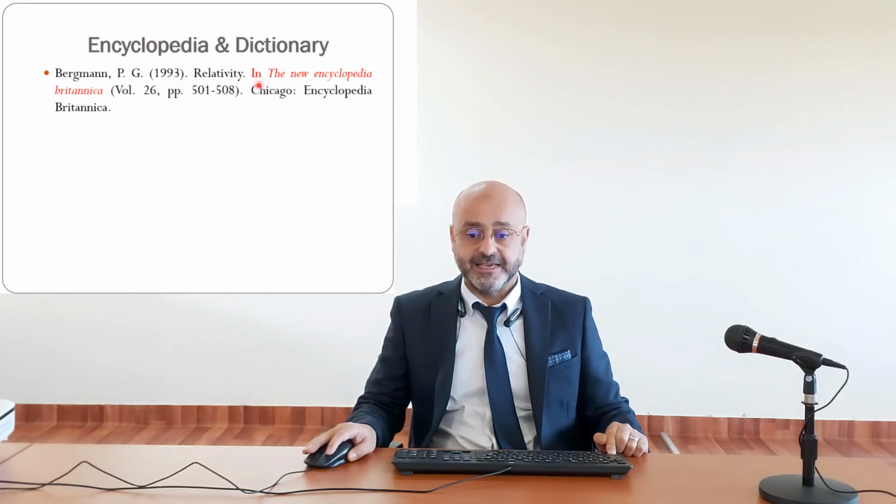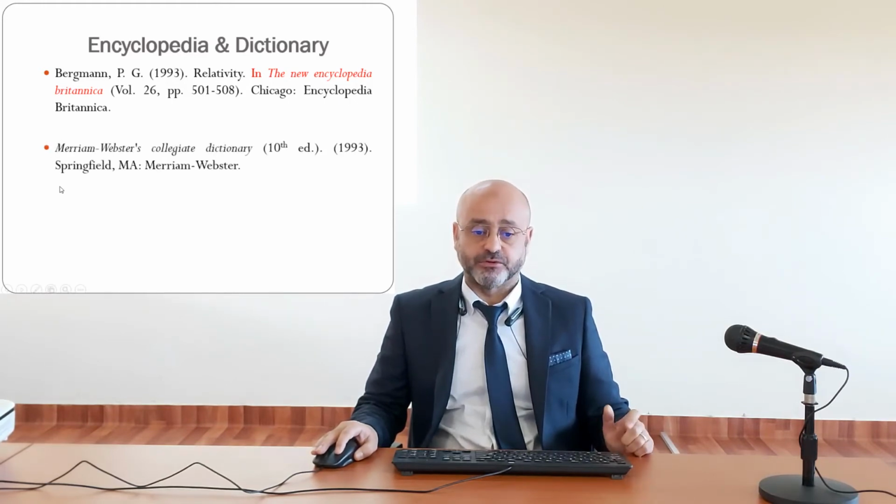What is interesting is that the name of the encyclopedia should be put in italics, the New Encyclopedia Britannica, and you have to mention the number of the volume. You can see that I have used here an abbreviation of volume, and whenever you have an abbreviation, make sure to use a full stop. So number of the volume, comma, then the pages, again an abbreviation, a full stop, and here 501 and 508 show the pages where you can find this article, and of course the city and the house of publication.